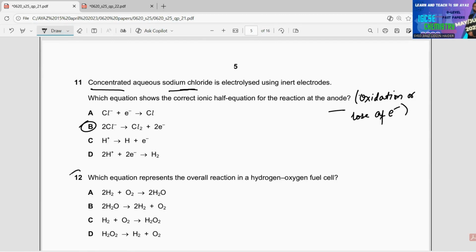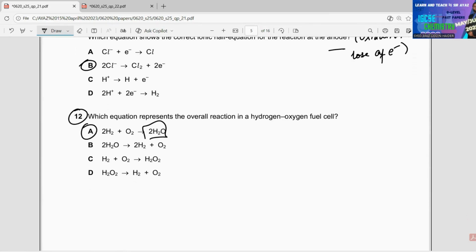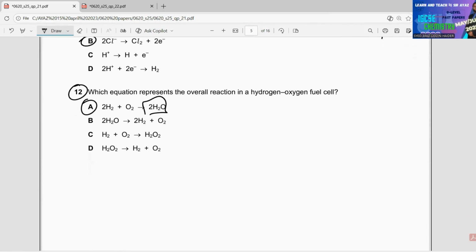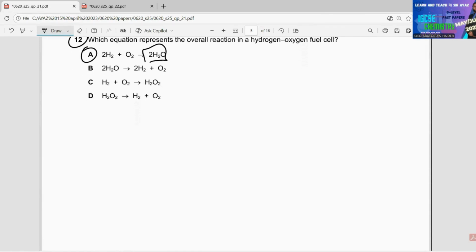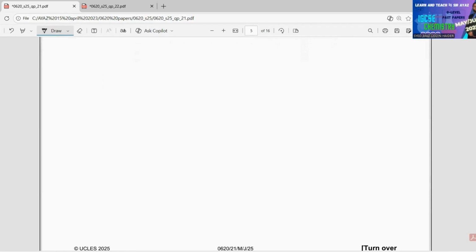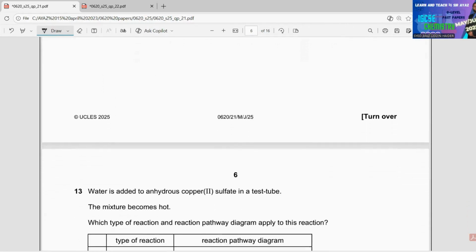Moving to next MCQ, which is number 12. Which equation represents the overall reaction in a hydrogen-oxygen fuel cell? We know that in hydrogen-oxygen fuel cell, water is the only product produced here. So A must be the right answer in this case. No other equation is showing the production of water. So A must be the right answer. No need to look at the other choices. Hydrogen and oxygen are reacting to produce this water.